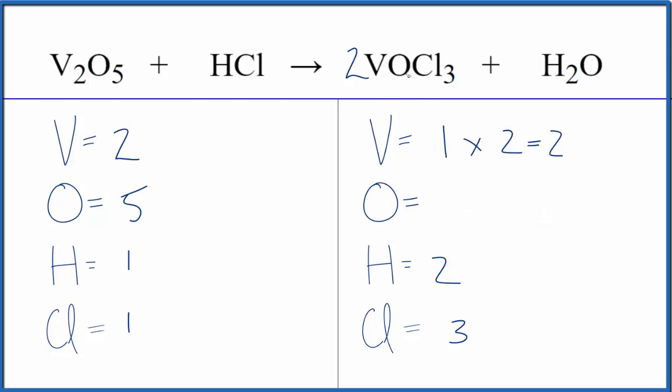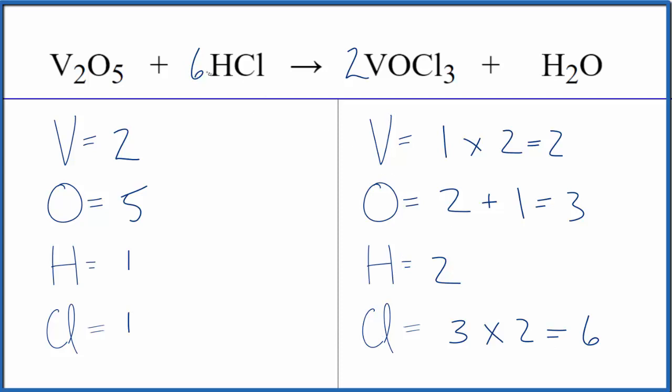For oxygen, we have 1 times the 2, that's the 2 plus the 1 right here. So we have 3 oxygens. Chlorines, we have the 2 times the 3. So put that there, we have 6 of those. Why don't we balance the chlorines next? Because if we put a 6 in front of the HCl, that's going to change the hydrogen quite a bit.